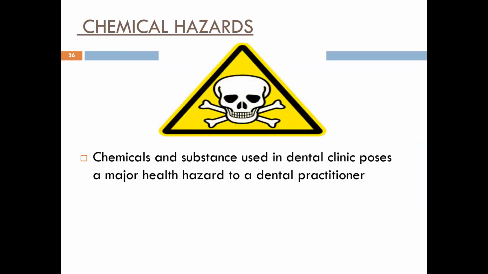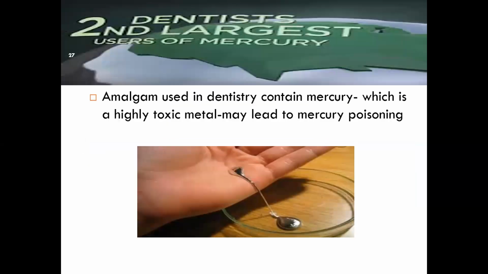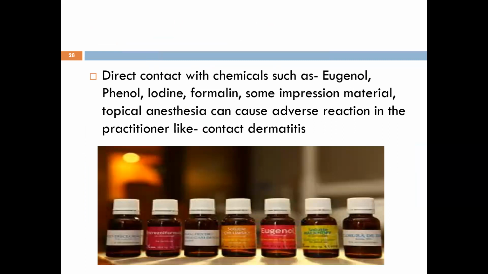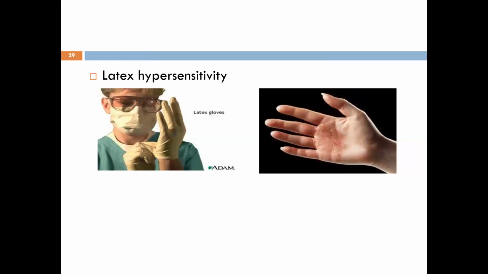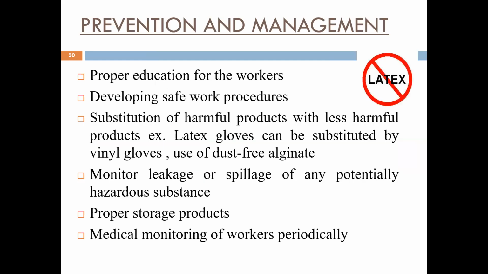Now coming to chemical hazards. Chemicals and substances used in the dental clinic pose major hazards to dental practitioners. Amalgam used in dentistry contains mercury, which is a highly toxic metal and may lead to mercury poisoning. Direct contact with chemicals such as eugenol, phenol, iodine, formalin, some impression materials and topical anesthesia can cause adverse reactions in practitioners, like contact dermatitis. Latex hypersensitivity is very common, and many cases are there.